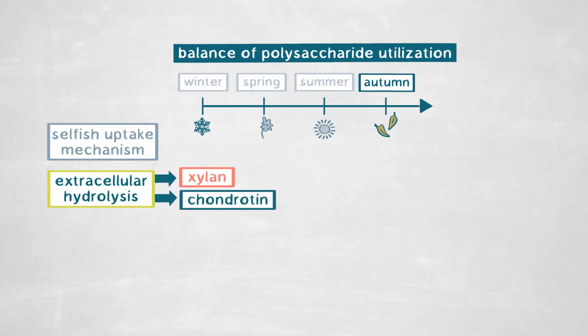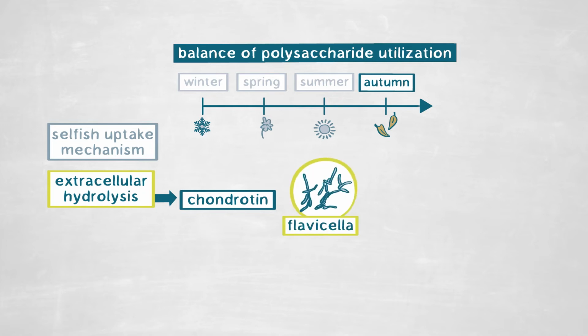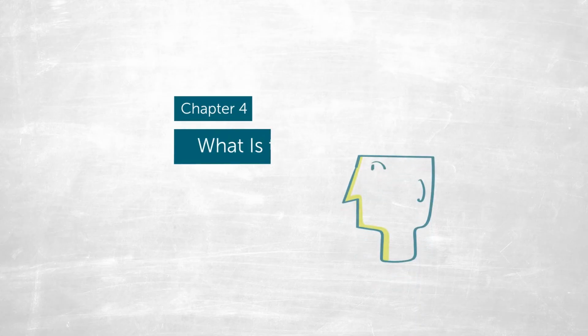Going from mainly selfish uptake in summer to autumn, we could mainly see extracellular hydrolysis of xylan and chondroitin. And here, based on bulk community analysis, we could see that solely in the chondroitin incubation, there was an increase in abundance of the bacteroidetes genus Flavicella. With that, we speculate, as Flavicella was highest in abundance at the same time where we saw the highest chondroitin extracellular hydrolysis rate, that these are actually the main bacterial group to hydrolyze this complex substrate.